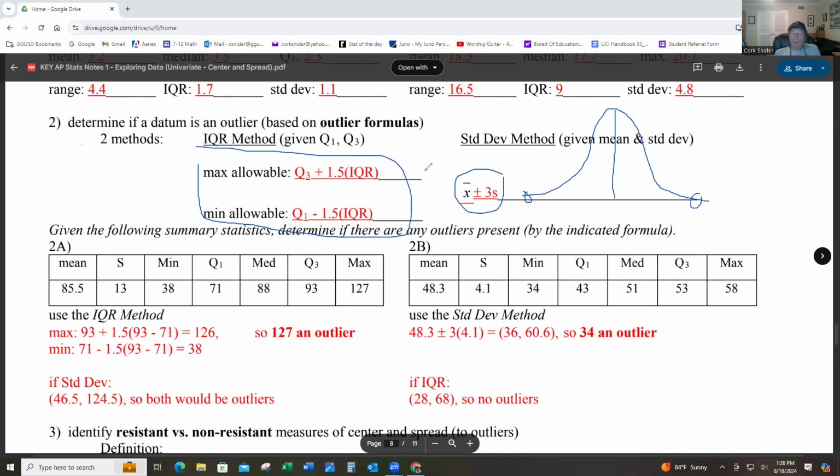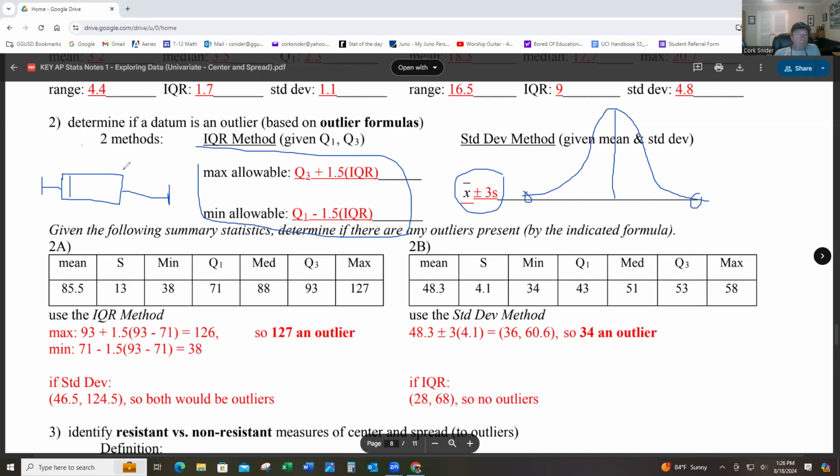Q3 plus 1.5 times IQR, and Q1 minus 1.5 times IQR. So let me draw this real quick. Let's say we got a box plot, something like this. Let me make the box plot a little bit odd. Something strange. Because the box plot's odd, we're not going to use this method. We're going to use this one.